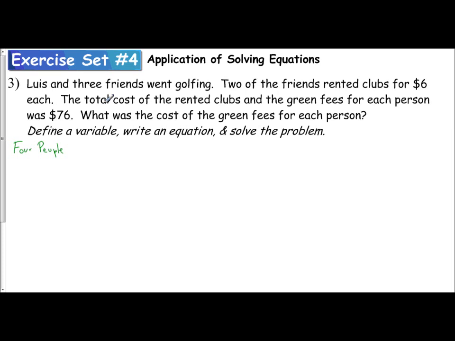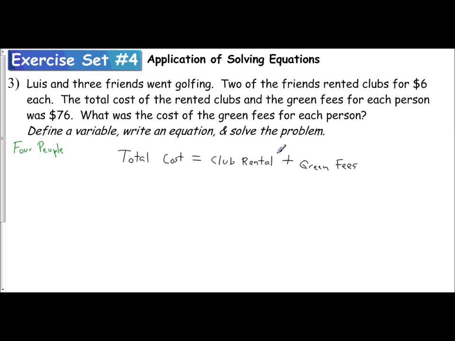It says 2 of the friends rented clubs for $6 each. And the total cost of the rented clubs, which only 2 people rented the clubs. So this total cost, I'm going to write an equation to represent that. Your total cost is the cost of renting clubs. So we have the club rental and the green fees. That is the total cost.